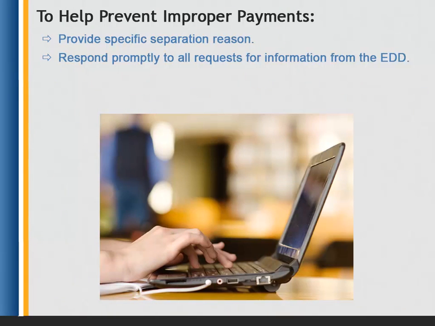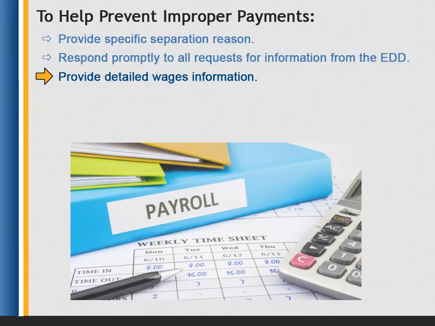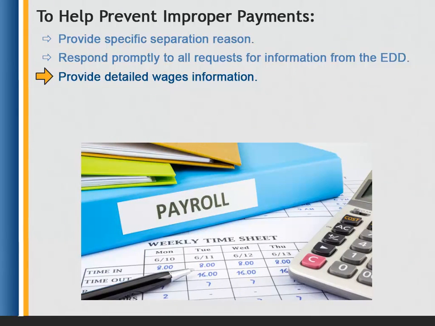Respond promptly to earnings verification requests from the EDD by providing detailed wage information. Providing detailed wage information helps us ensure that a claimant is properly paid benefits. In many cases, the claimant misreported wages, and this will help us get the claim back on track.